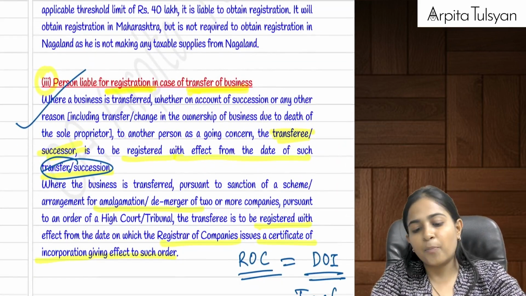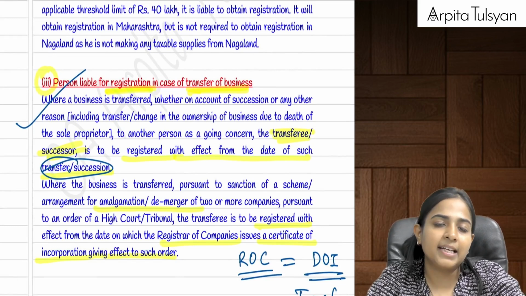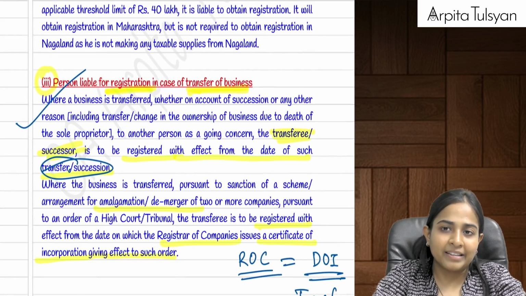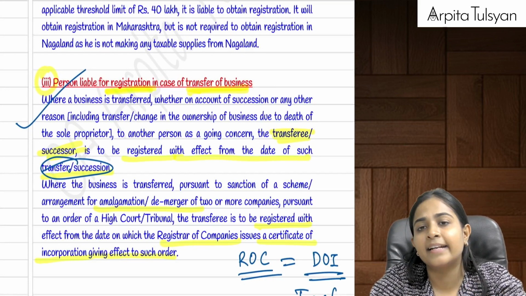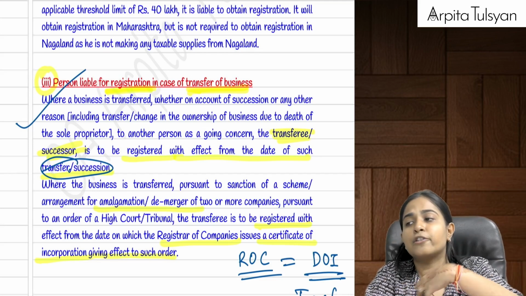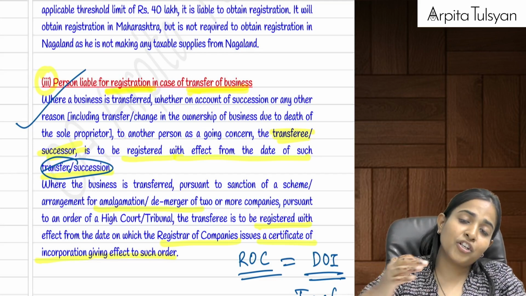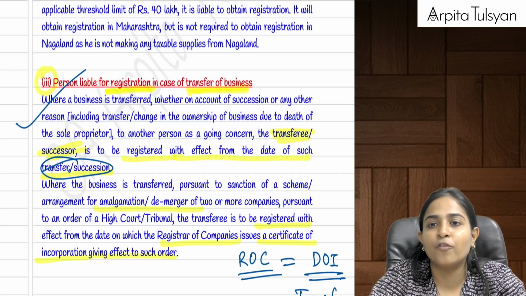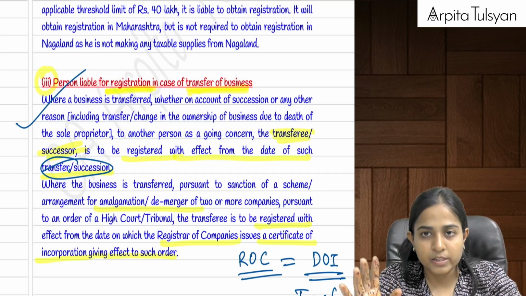And the last, third point was, whenever there is any transfer of business, in that case, the transferee is required to get the registration. In case of death, etc., the registration will be effective from the date of such transfer. In case of merger or amalgamation, the registration will be effective from the date of incorporation, which is provided by the certificate of incorporation given by the ROC.